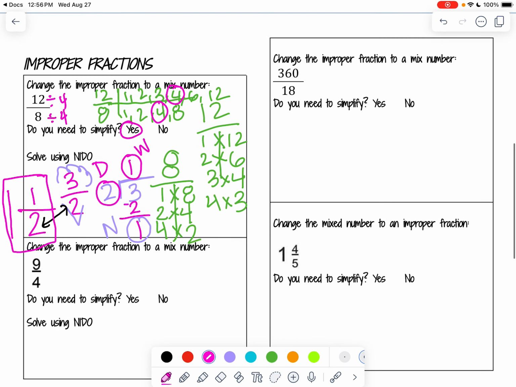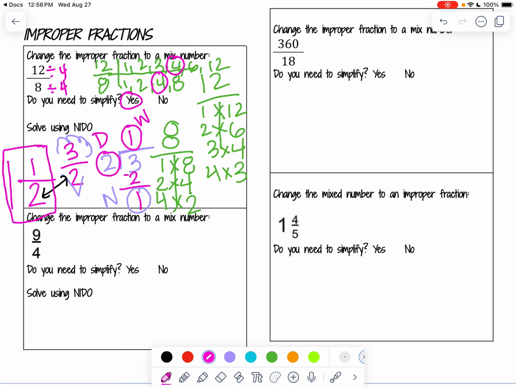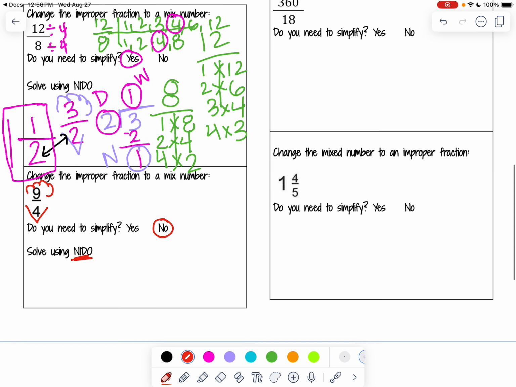Let's try one more time. Change the improper fraction 9/4 to a mixed number. Do I need to simplify? I do not, because 9 and 4 have no other common factors other than 1. So therefore we can go ahead and take 9/4 and use Nito to find our mixed number. One thing we know is that our denominator will always stay the same, so I can go ahead and put that denominator 4 for my final answer.